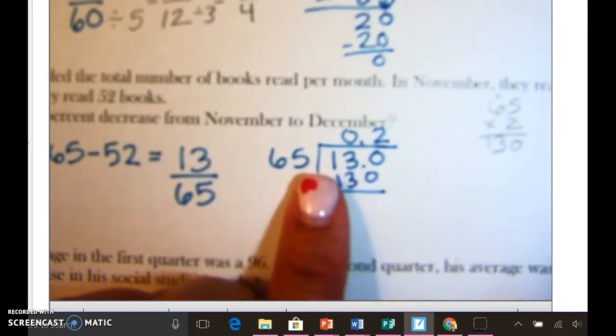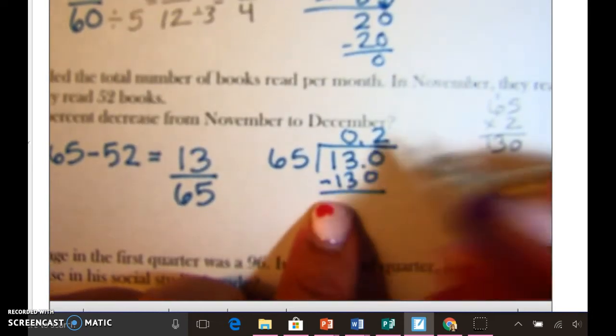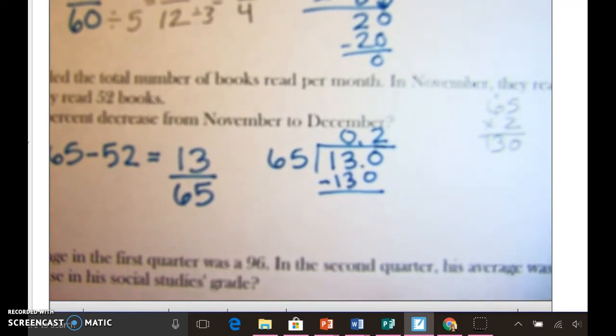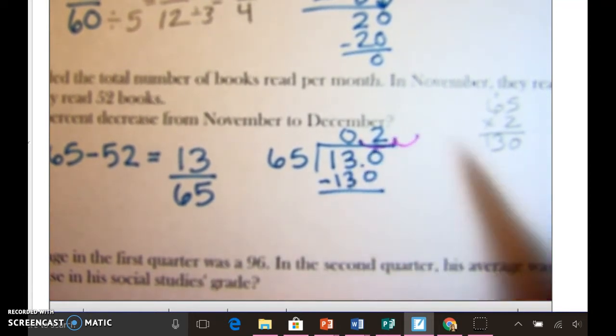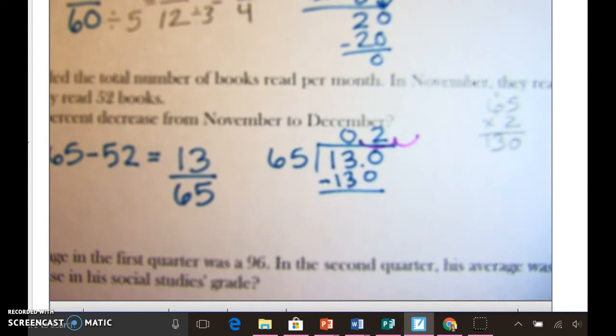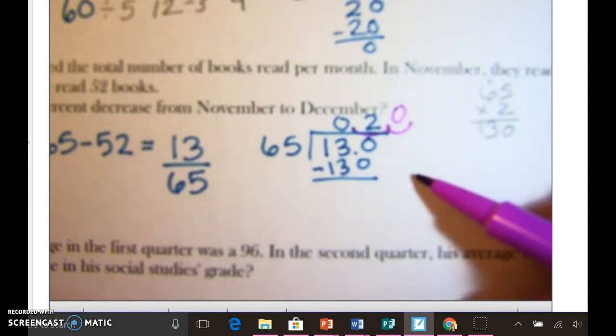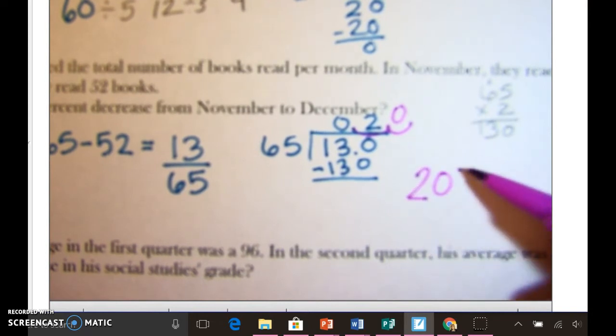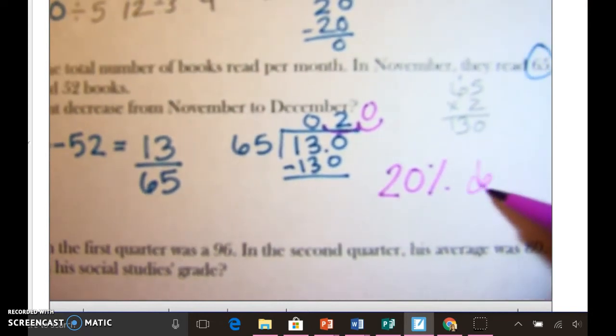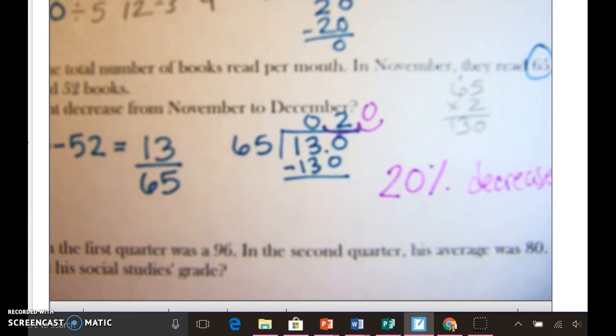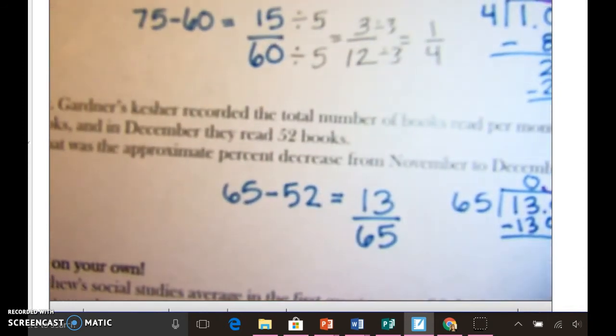So now I have a decimal. I need to change it to a percent. I need to move the decimal place over 2 places. That signifies multiplying times 100. And I don't have anything in this other blank, so I need to put a 0 there. So they decreased by 20. It was a 20% decrease because it went down from 65 to 52. It was a percent of decrease.